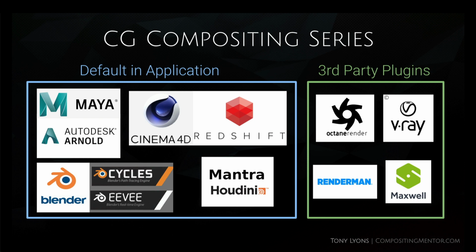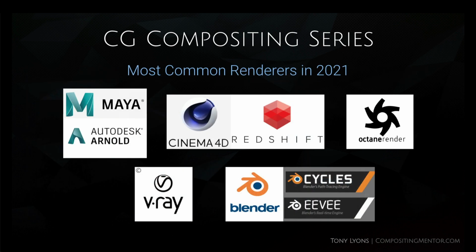So I do know for a fact that Arnold, you can have it as a plugin for Cinema 4D, for example. Same with Octane for Cinema 4D. Once again, I am not a lighting artist, so take this with a grain of salt, but from these renders, I would say that we can narrow it down even a little bit further to renderers that are probably the most common today in 2021.